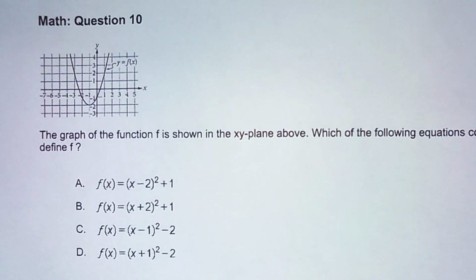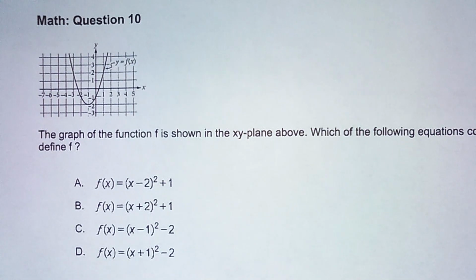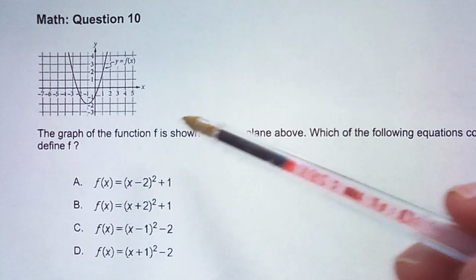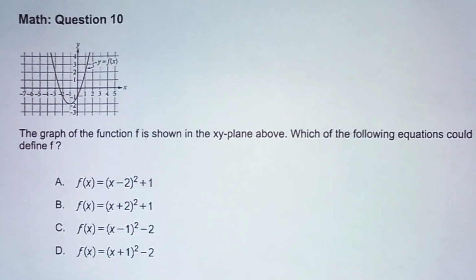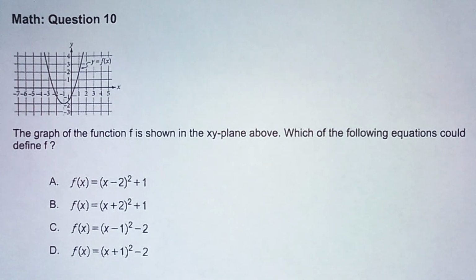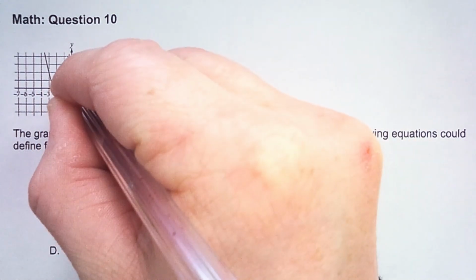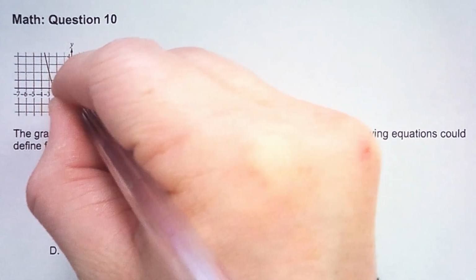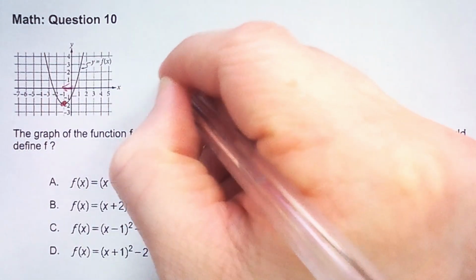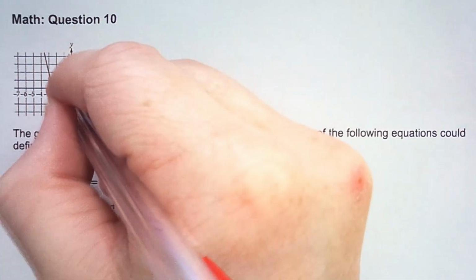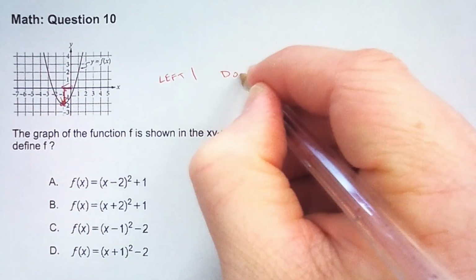Number 10. The graph of the function f is shown in the xy plane above. Which of the following equations could define f? So what I want to do is look at the vertex. The vertex from the origin is shifted left 1 and down 2.